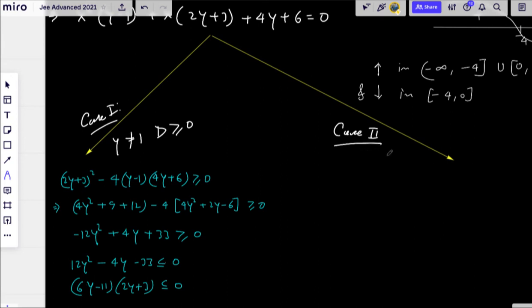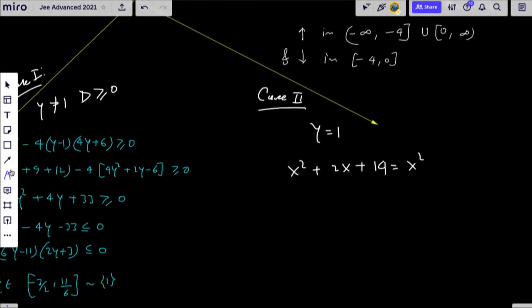What we will take is that we consider y equal to 1. So in this situation, x square plus 2x plus 14 equal to x square, numerator and denominator both of them are equal, cross multiply, that is x square minus 3x minus 6, and this implies x square cancels out and 5x equal to minus 10, so x equal to minus 2. So from case 1 and 2, x equal to minus 2. So for y equal to 1, x equal to minus 2 is also there.